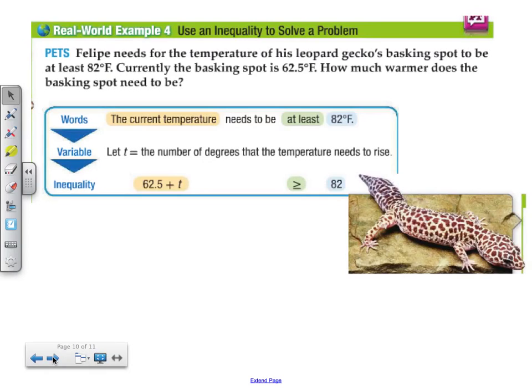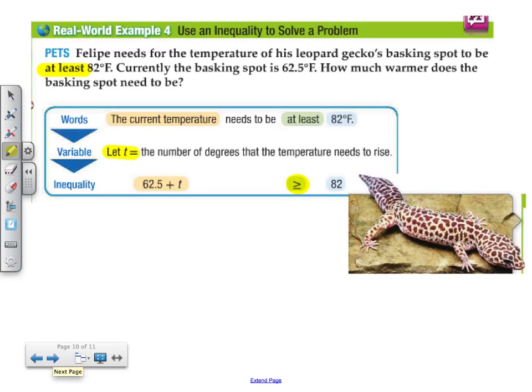All right, here we have a word problem. Philippe needs for the temperature of his leopard gecko's basking spot to be at least 82 degrees. Currently, the basking spot is 62.5 degrees Fahrenheit. How much warmer does this basking spot need to be? Remember, here's the phrase, at least 82 degrees Fahrenheit. So it has to be greater than 82 degrees, but it could also equal 82 degrees, couldn't it?